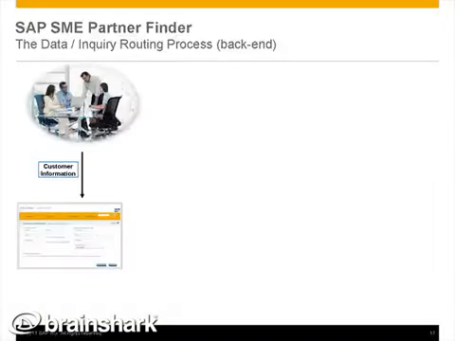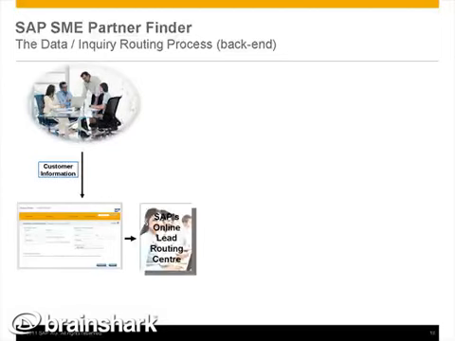So in terms of the data and the inquiry routing process, we saw the front end in the previous slide. Now let's look at the back end. As reviewed, the customer information is filled out through the Contact Partner page. The customer information from the Contact Partner page is sent to SAP's Online Lead Routing Center. This team takes care of ensuring that the leads and inquiries that are passed on to partners are cleaned, scrubbed, and checked for data accuracy, and also removes any leads that might not be relevant for partners.